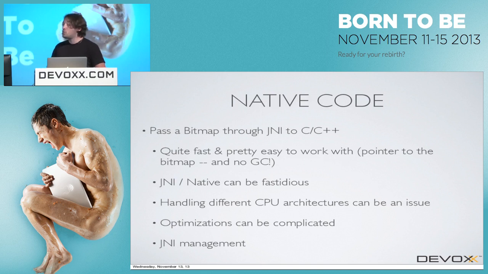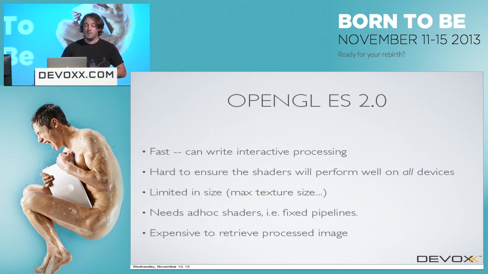Native code is actually not too bad in terms of difficulty of dealing with it. You just pass a bitmap object to the native side. Under the hood, it's actually just an array of bytes, so it's pretty easy to manipulate. But you get the problems that dealing with native brings, which is, well, it's not going to support multiple architectures easily. It's going to be annoying. You have to deal with JNI, etc.